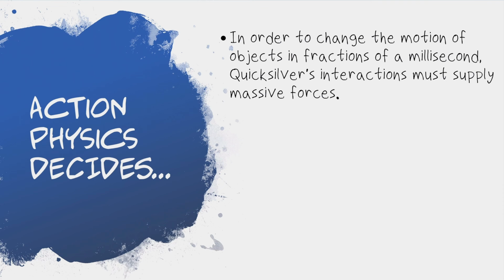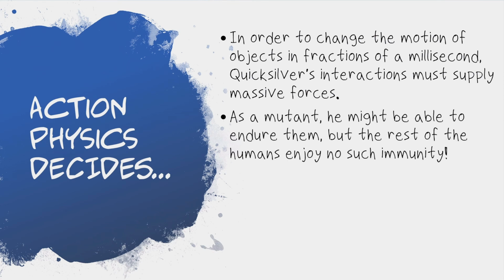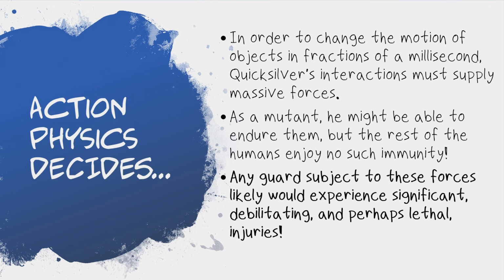And the calculations that we made earlier in the video was Quicksilver moving a 10-gram bullet. He also seems equally capable of moving much larger hands and arms, even lifting a guy up off the ground by his belt. So he is providing much greater forces as the mass increases as well, and he's still able to accelerate objects that quickly. And as a mutant, he might be able to endure the stresses associated with acceleration at that really high speed. But the rest of us normal humans do not enjoy any such immunity to damage in that scenario. So I'm going to make the call that any guard that is actually subject to the forces from Quicksilver would experience significant, debilitating, and perhaps lethal injuries.